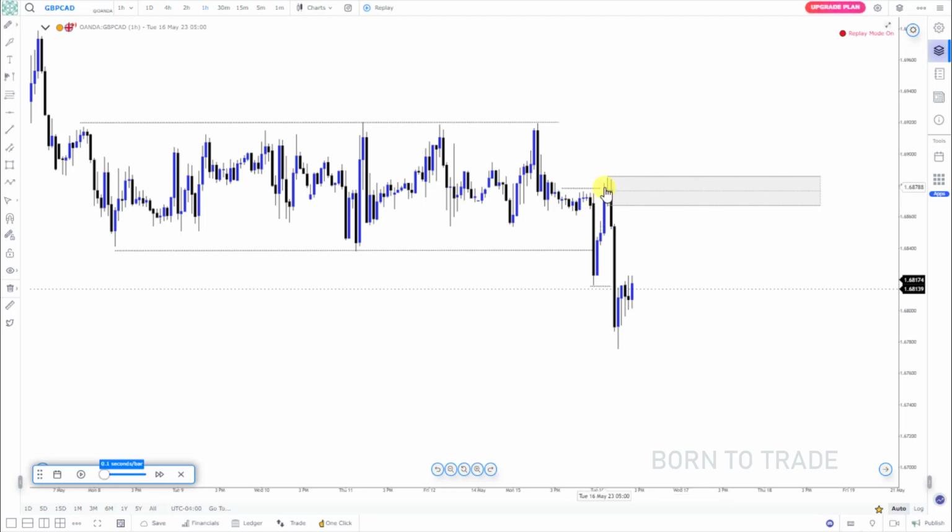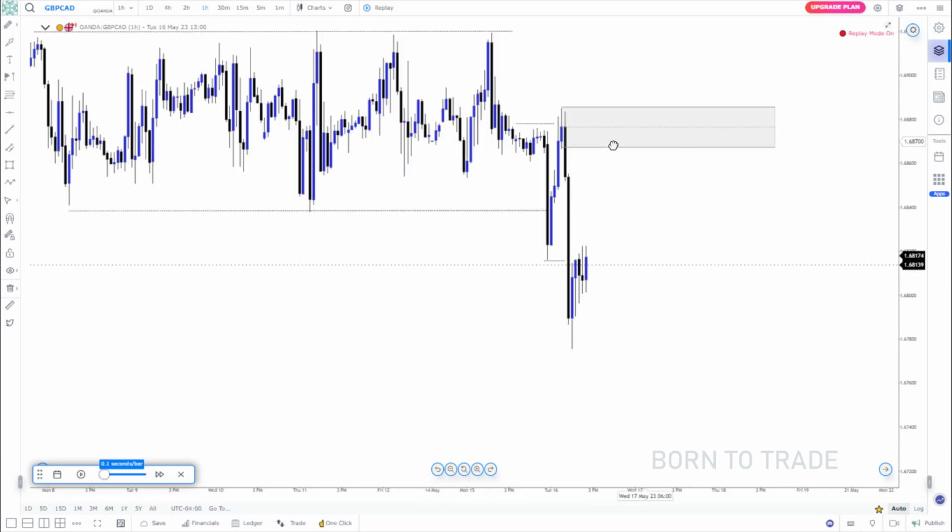Even though the order block met the criteria for a high probability order block, it doesn't mean I'm going to trade from here, because price has not swept the liquidity at this high.